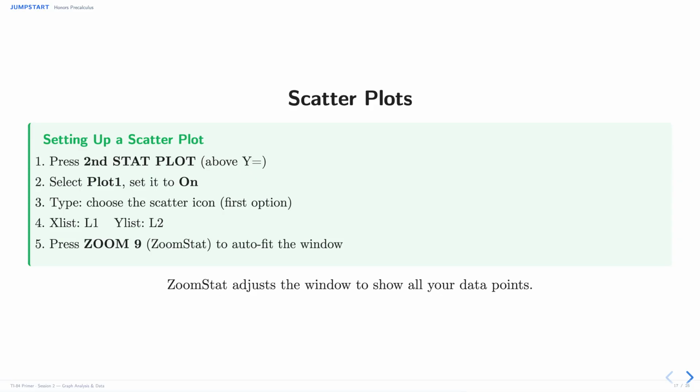Next, let's set up a scatter plot. Press the second button followed by Stat Plot, then select Plot 1 and turn it on. Choose the scatter plot icon for the type, set X list to L1 and Y list to L2, and press Zoom 9 to auto-fit the window. This will adjust the window to display all your data points clearly.